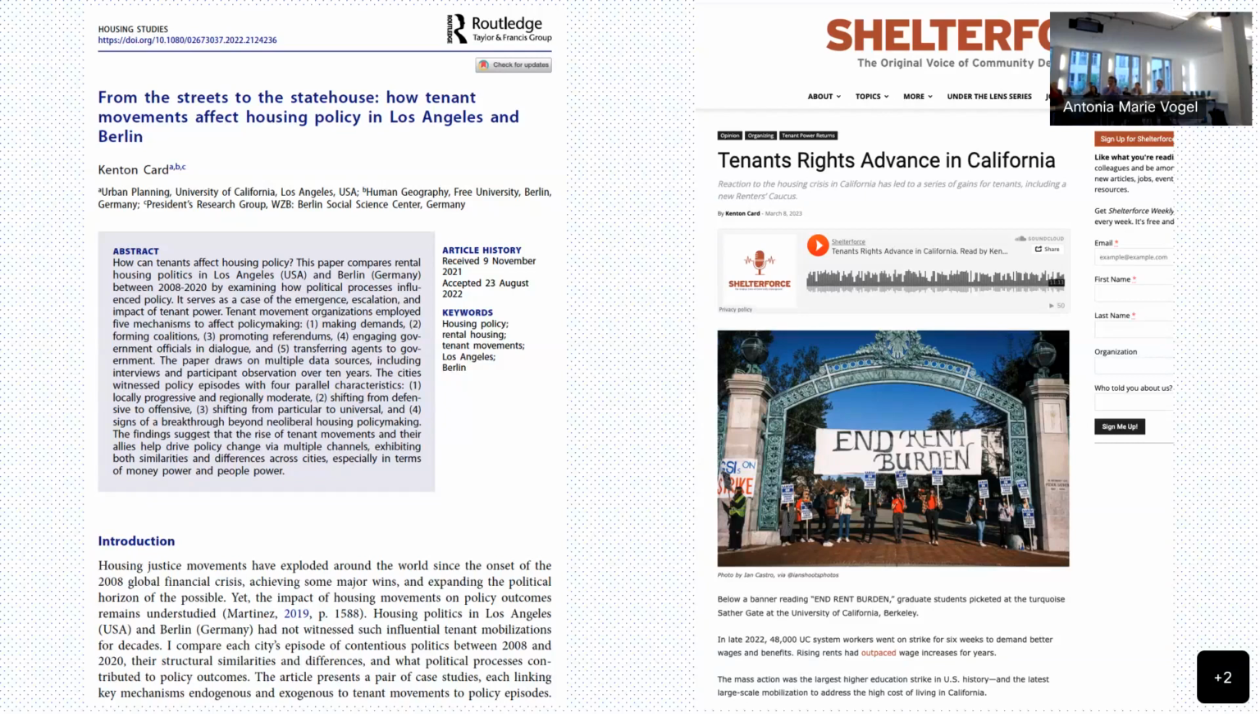So my work typically looks at tenant movements, and I'm interested in how different tenant movements, landlords, and different political actors influence the reproduction of policies, the reproduction of government, right? So these are a couple of recent articles. I'm on the job market, right? So you have to share these things.